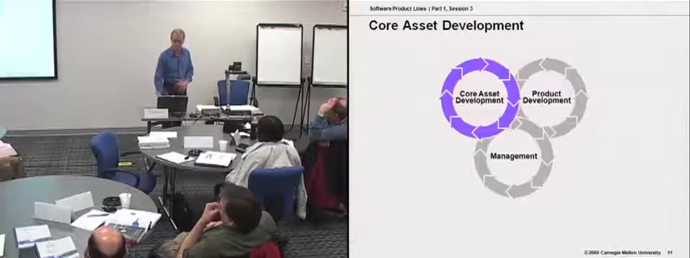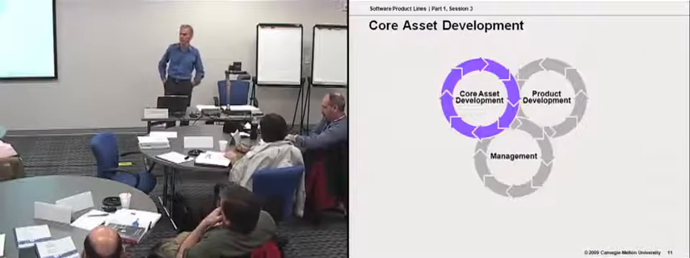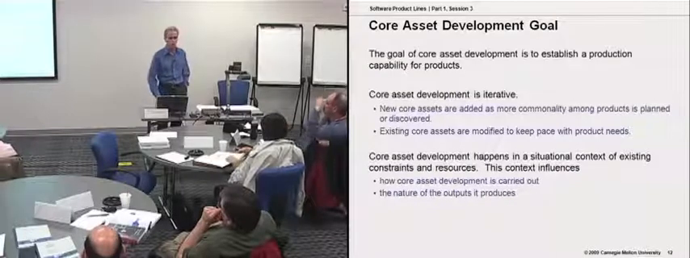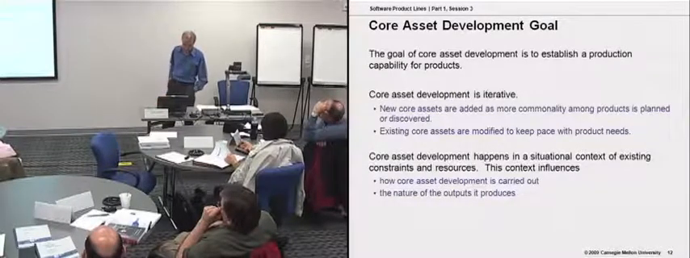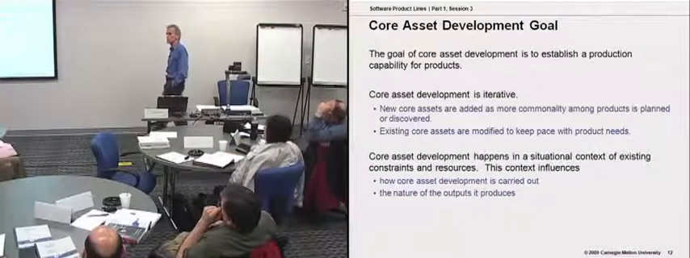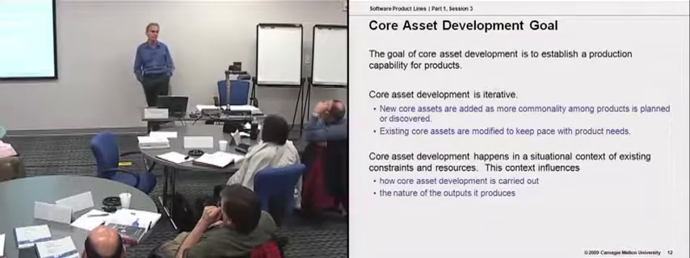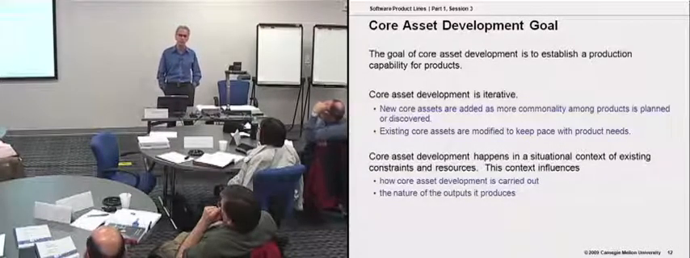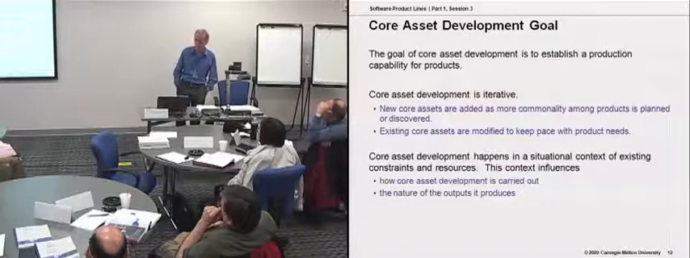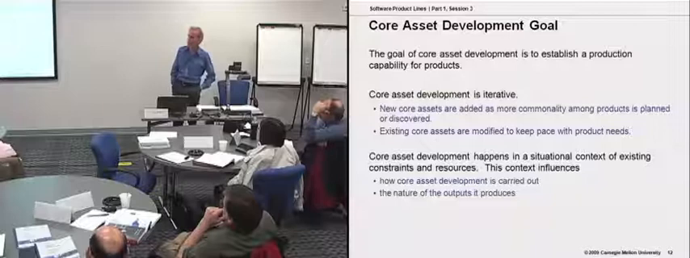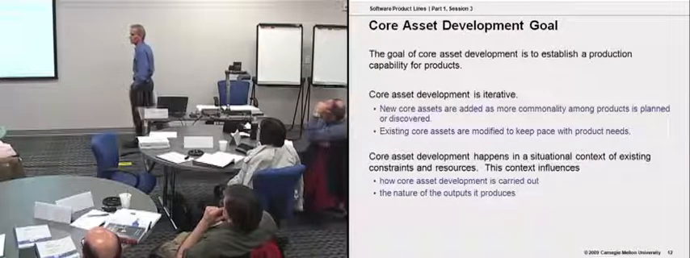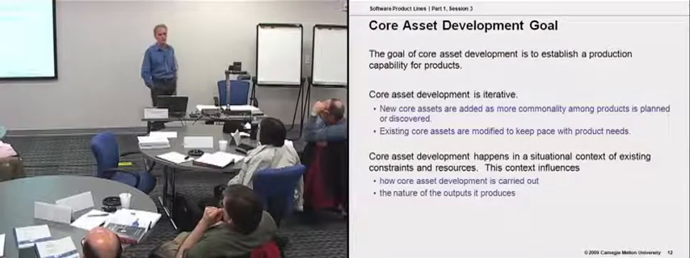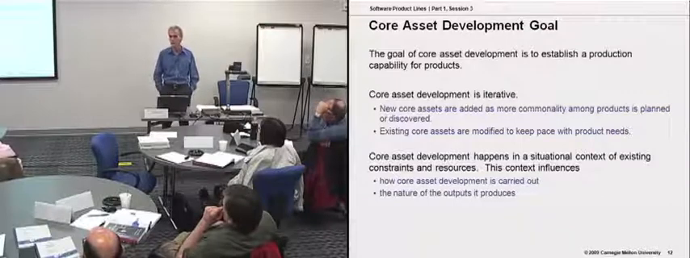The first one, core asset development, is all about creating that reusable base of artifacts that are going to provide for product development. So what you are doing in core asset development is setting up this production capability for products. All product development is going to be driven by the artifacts in the core asset base. And as the product line evolves, it's likely that new assets will be added to the asset base, older assets will be retired.